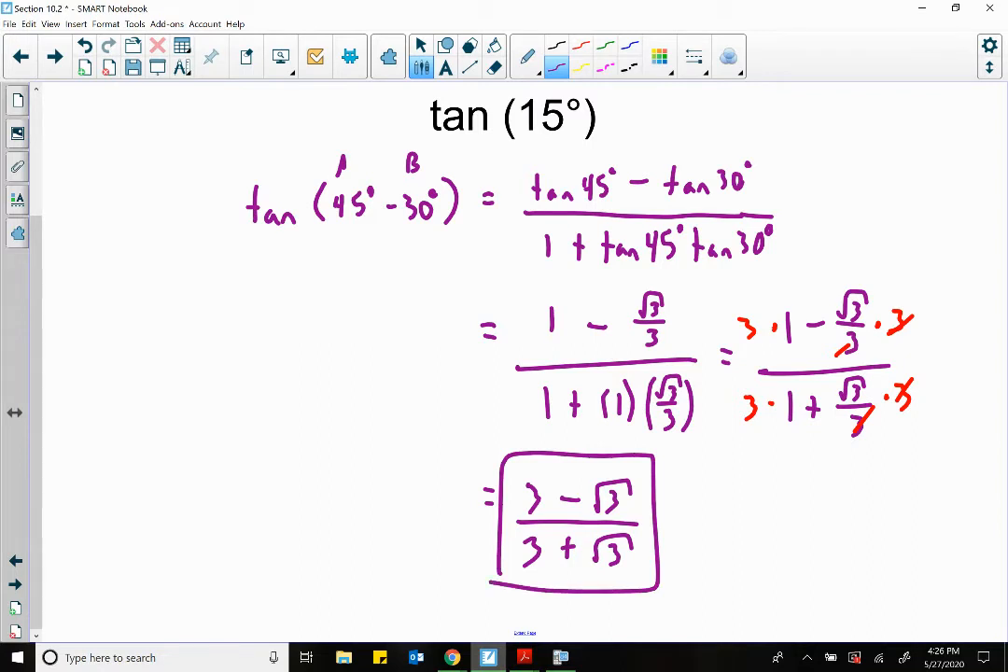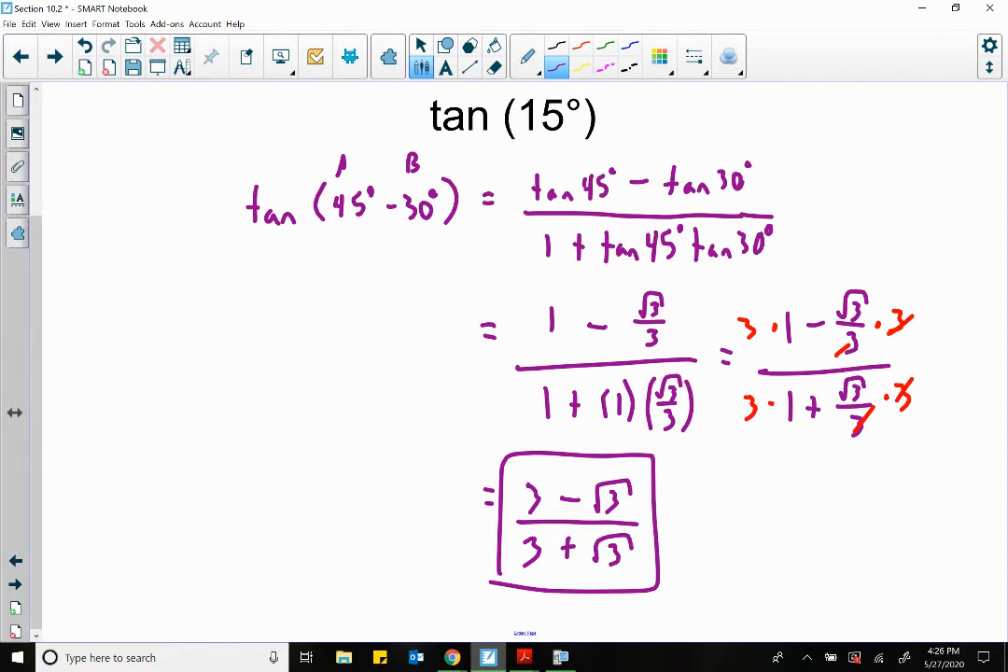Okay? And there you go. Just do a little bit of clearing the fractions. If you wanted to, you could have put this together as one fraction on the top and put this together as one fraction on the bottom and then do keep, change, flip. It's going to be the same answer.